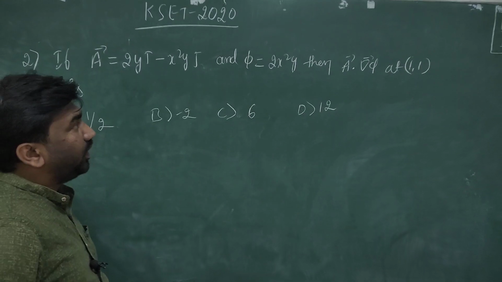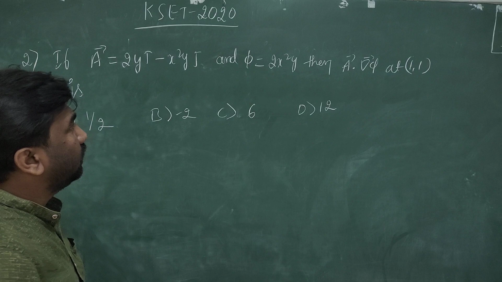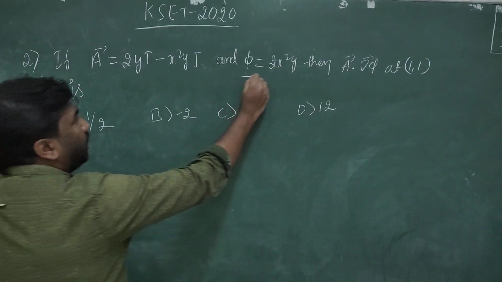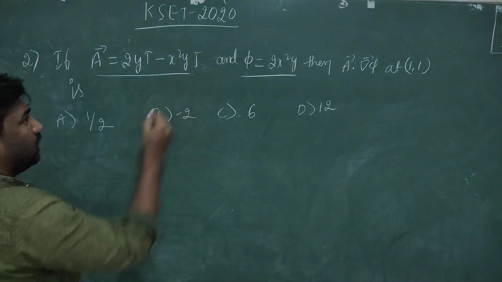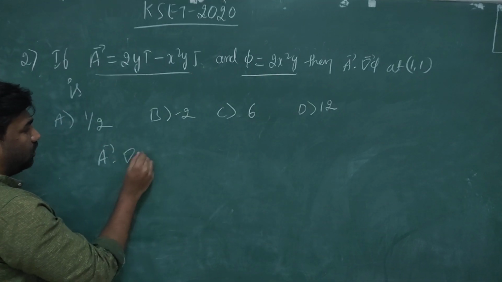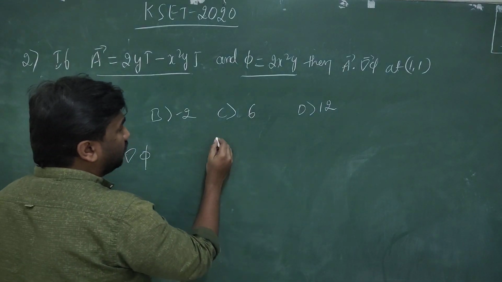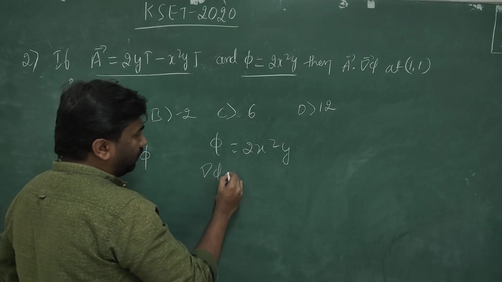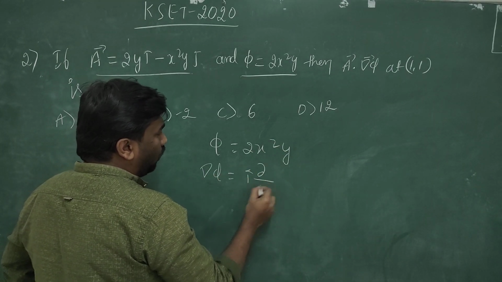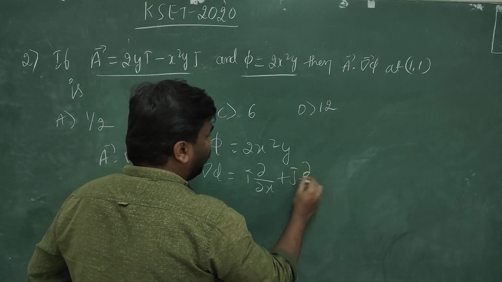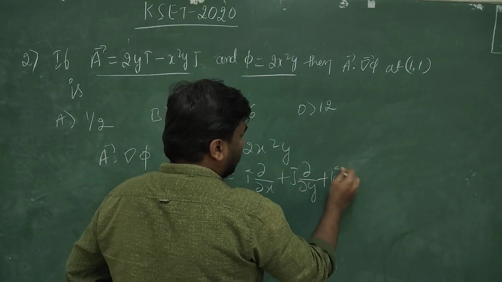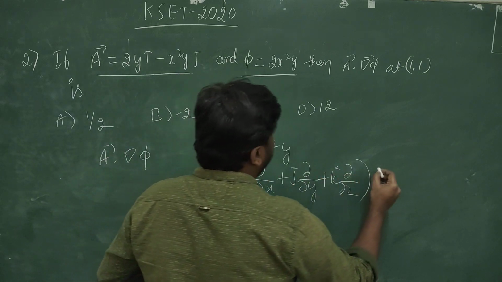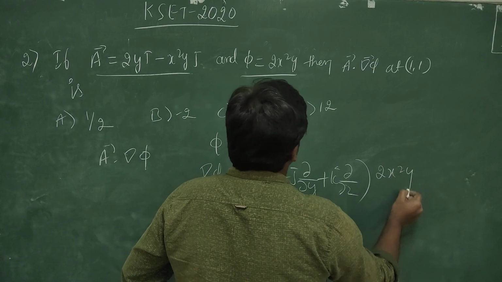The second question is also from vectors, differentiation of vectors or vector calculus, and this is a direct question. We can easily calculate this one. So this is the phi that is given and the A that is given. We have to calculate vector A dot del phi. We know that phi is equal to 2x square y. Del phi is equal to del, which means I into dou by dou x plus j into dou by dou y plus k into dou by dou z.